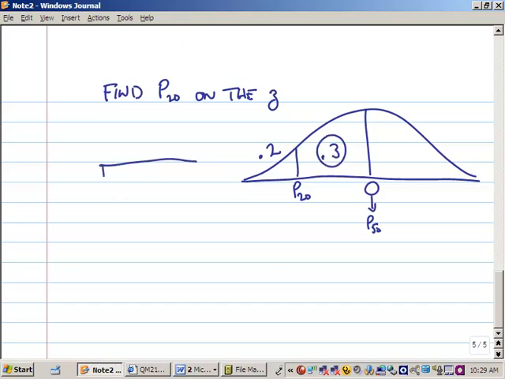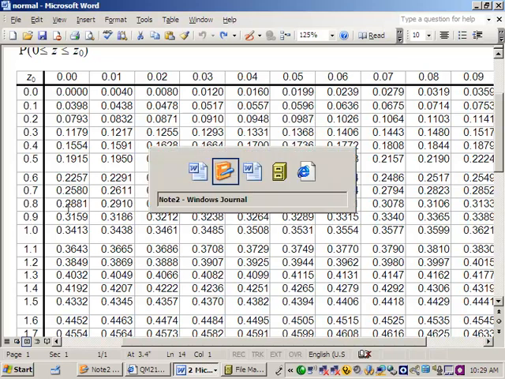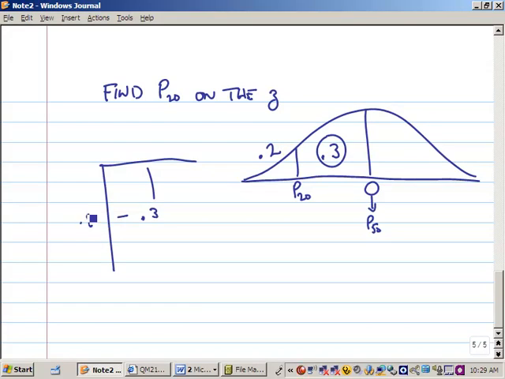So we're going to go to our Z tables and find the closest number to 0.3 probability. The closest number I see is there, 0.2995, and that's the 0.8 row, 0.04 column. So P20 is negative, since it's below 50%, 0.84. That's the answer. Hopefully that's enough to get you going on the percentiles on the Z. And that's the end of this video.